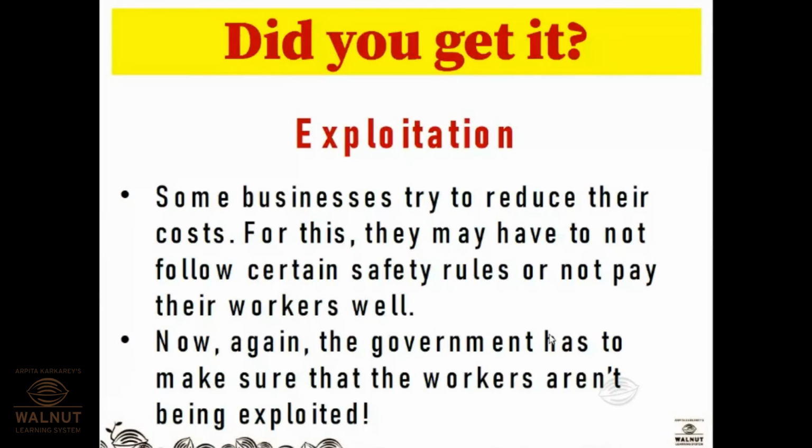Some businesses try to reduce their cost. For this, they may have to not follow certain safety rules or not pay their workers well. So what they do to reduce the cost is that they don't pay for the safety rules. Suppose there is a construction site going on. So it is mandatory for the workers to wear the jacket and the helmet. But the owner of the construction, they just avoid, neglect, or ignore the safety rules. All the people working on the construction site are not given the helmets or the safety measures or the gumboots, the jackets. Okay. So there they reduce their cost or not pay their workers well. So, this is how they reduce the cost. Now again, the government has to make sure that the workers aren't being exploited.